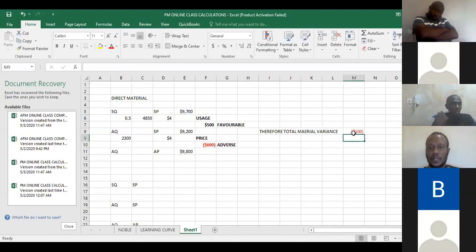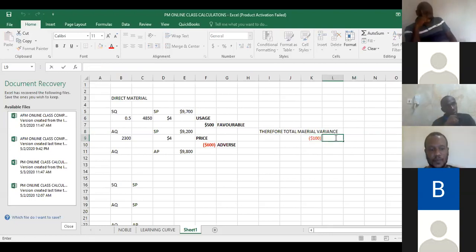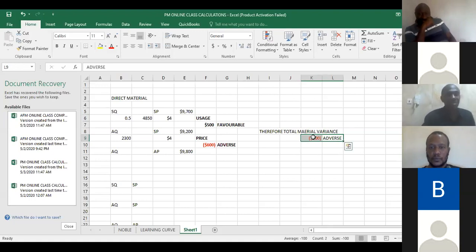So let me shift this thing down. It's getting red because it's negative and it's in dollars. In the exam, the dollar doesn't come out. No, it doesn't matter.